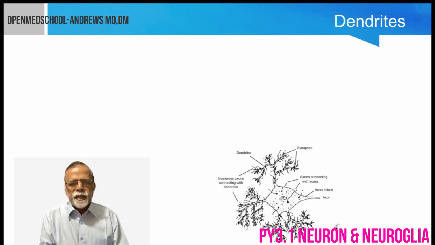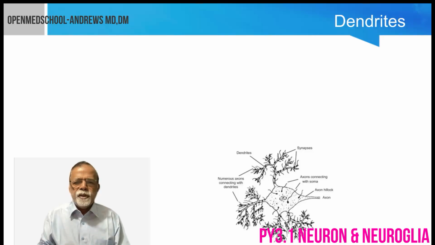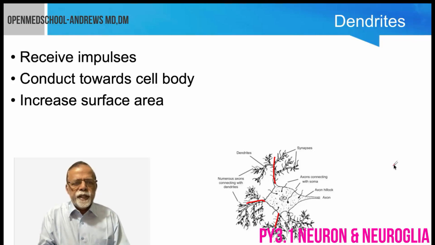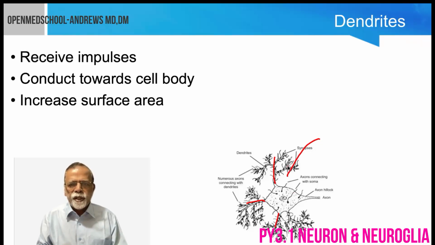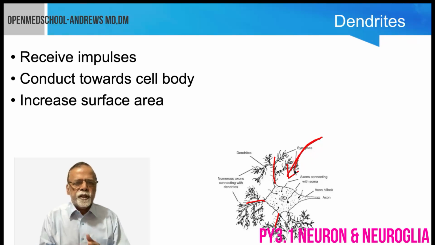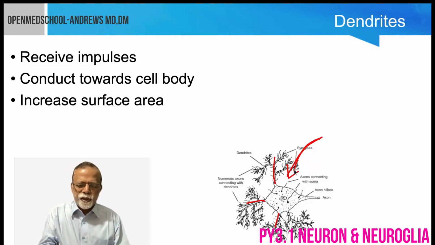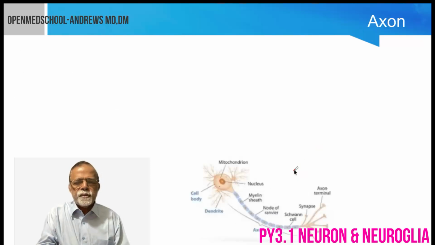So now we look into what is dendrite. So these are the dendrites. Dendrites receive impulses. So the cell body gets impulses. It travels along the dendrites to the soma. So this is the point to remember. They receive impulses and conduct towards the cell body, and it increases the surface area of the neuron.